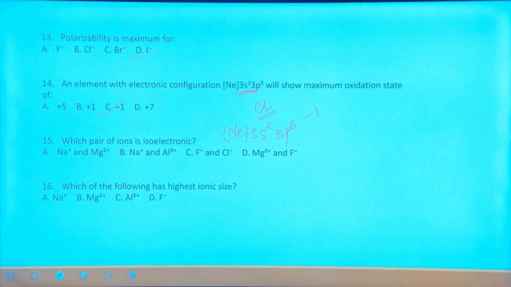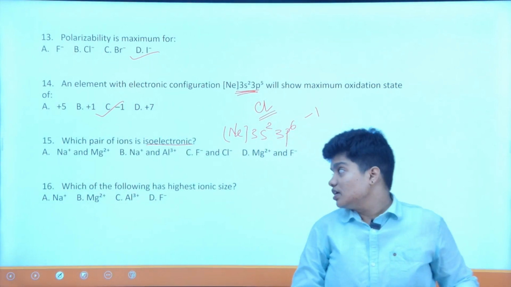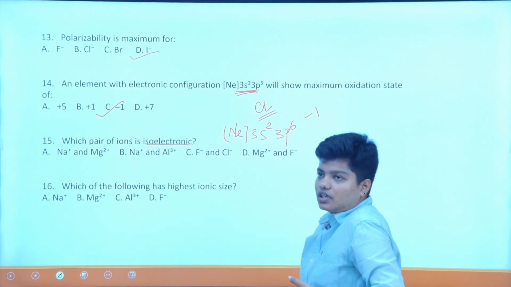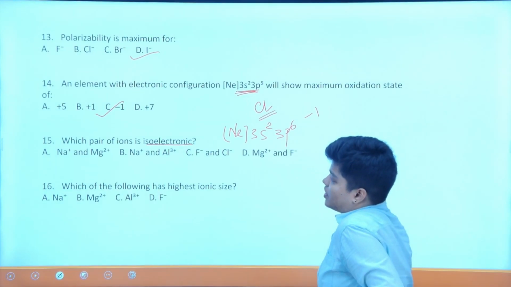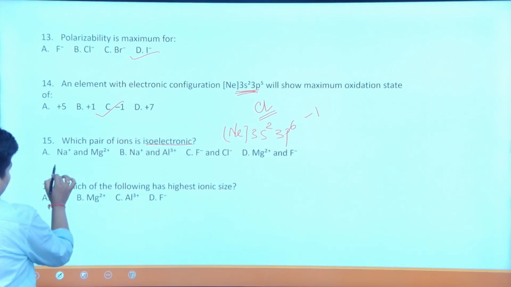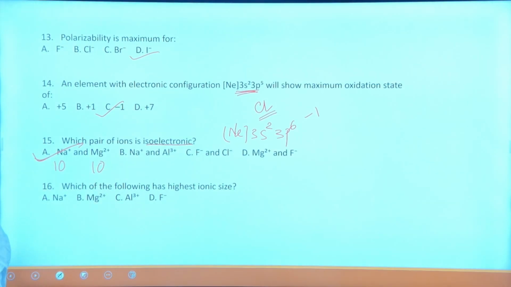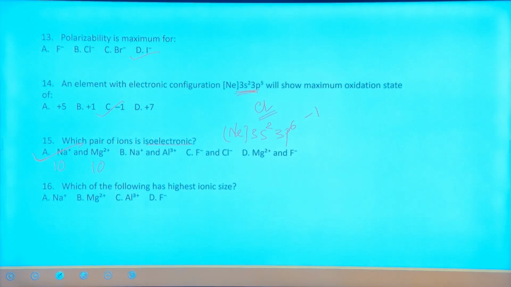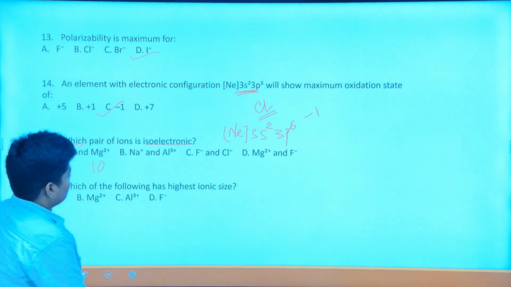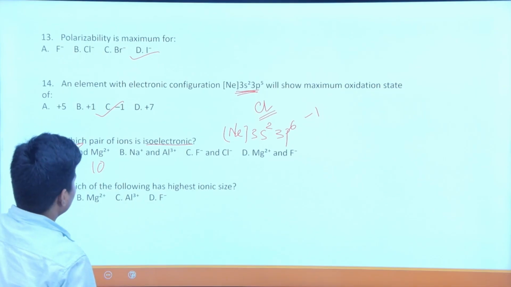Which pair of ions is isoelectronic? Isoelectronic means the species have the same number of electrons. The first pair is sodium plus and magnesium 2 plus. Sodium is 11, so Na+ has 10 electrons; magnesium is 12, so Mg2+ has 10. Option A will be the answer, because in the others, such as B, C, D, the electron counts differ, while aluminium 3 plus, 13, also has 10.